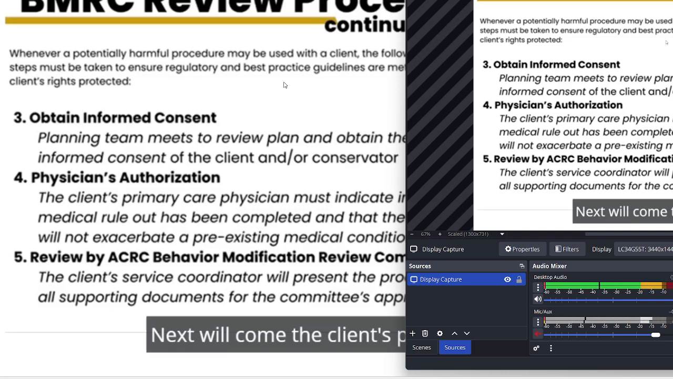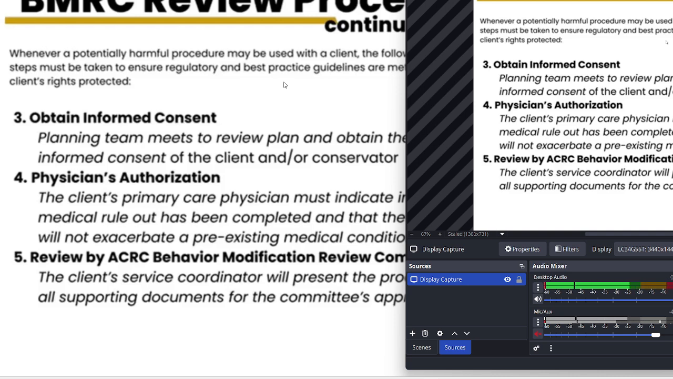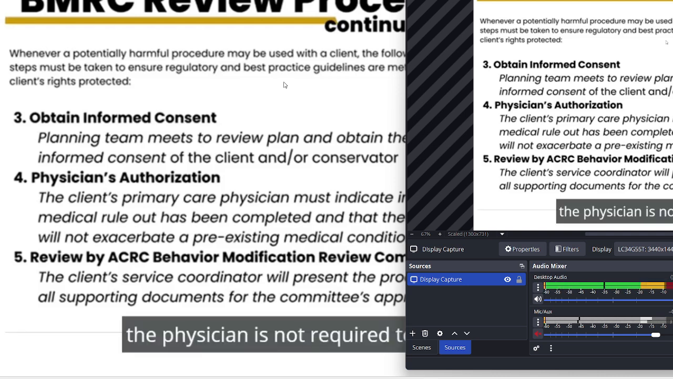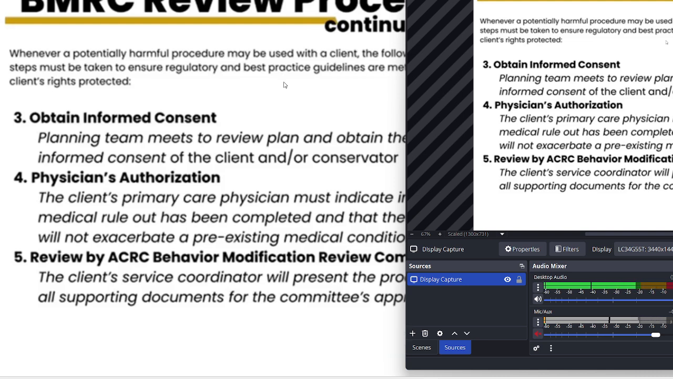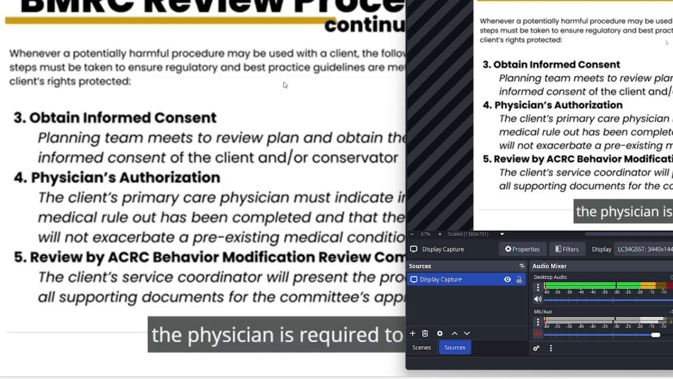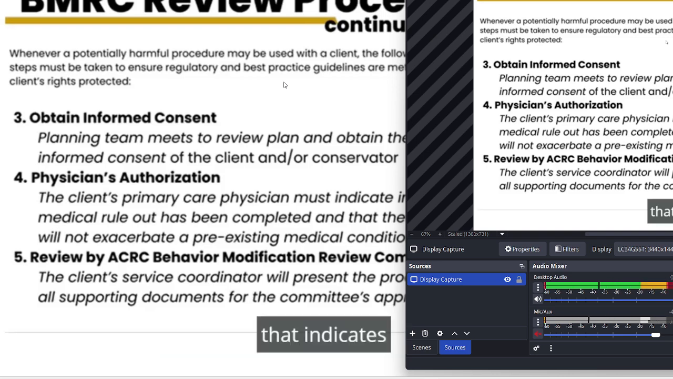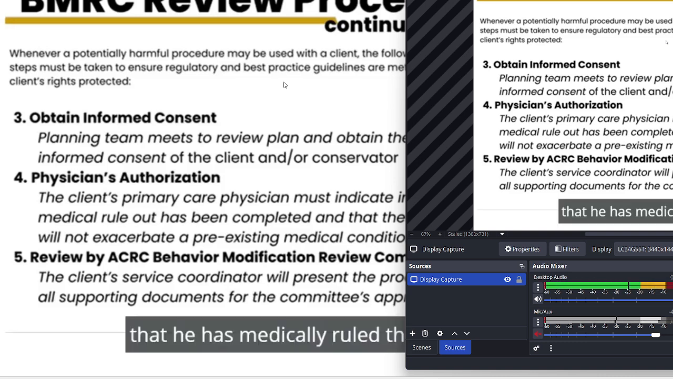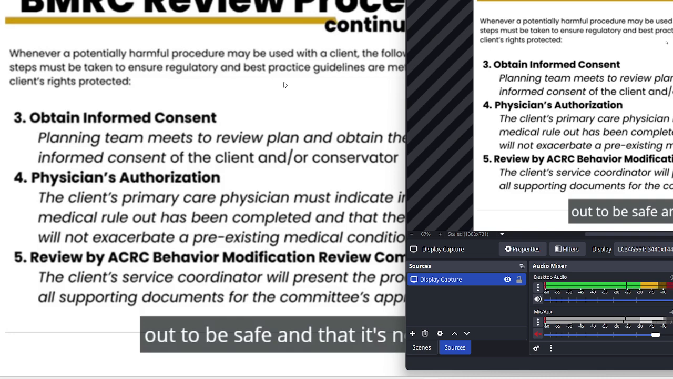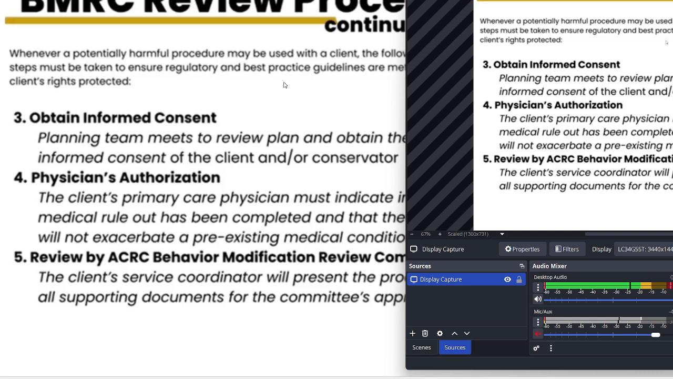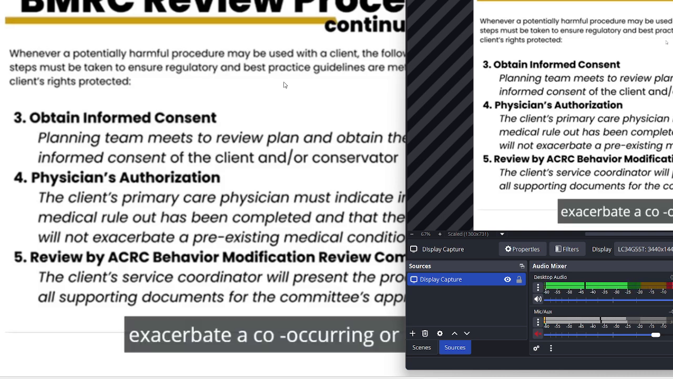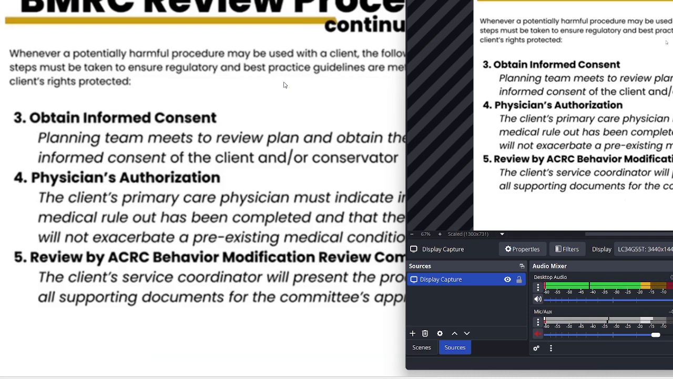Next will come the client's physician's authorization. In this step, the physician is not required to review and approve the restraint protocol. Rather, the physician is required to provide a statement that indicates that he has medically ruled the procedure out to be safe and that it's not going to exacerbate a co-occurring or pre-existing medical condition, and that medical intervention is not the needed course of action to address the behavior of concern.